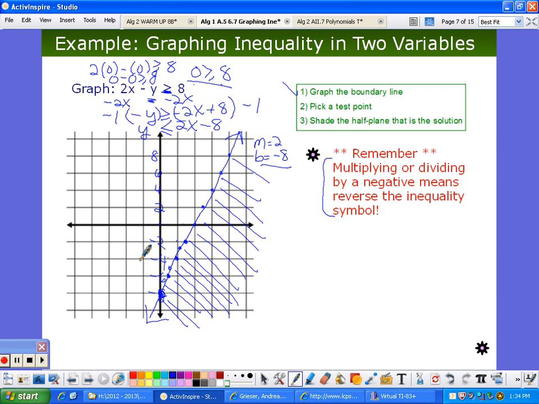Well, let's see, 2, 4, 6, 8. How about 8, 0? 16 minus 0, 16 bigger than 8, yes. So any point you try here works. I just do this one because it's easy. You can pick any point you like. Okay, great question.